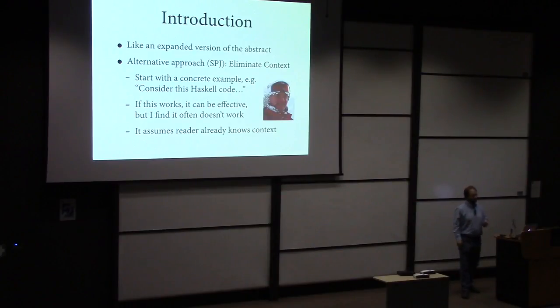If this works, it can be highly effective. So I think in the case of something like that, consider this Haskell code. If you submit that to ICFP, that is totally fine, because you can expect that the ICFP reviewer will know Haskell, and they will be able to follow what you're talking about right away. At some other conferences that are somewhat broader, or where you really don't know what kind of background people will have, I find this often doesn't work.